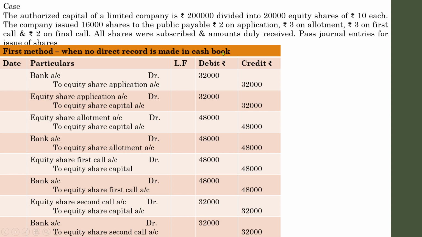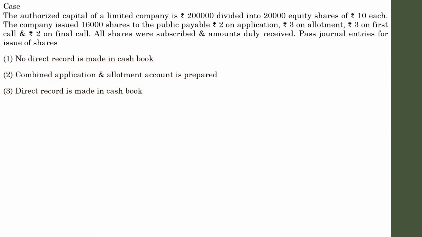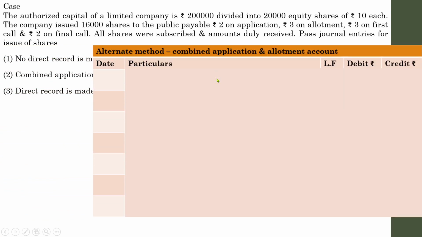or in simple terms, when no direct cash is made in the cash flow. Next, for the second part, you have to prepare all these journal entries by considering the fact that in the second case you have to merge together the application and allotment cases. So let us deal with that. So the combined application and allotment account is prepared. It is otherwise known as the alternate method of the first method, that is known as the combined application and allotment account.